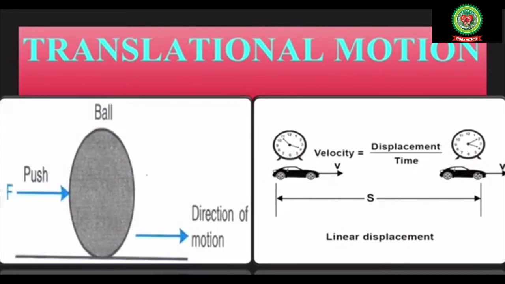Let's discuss one more example. On pushing a ball, we are applying force on this ball here, and it's traveling a straight line distance here in this direction. This is the direction of motion. So it's going in a straight line. This motion is also known as translational motion. Let us discuss second type of motion now, which is rotational motion.